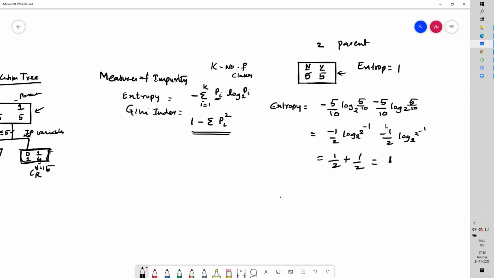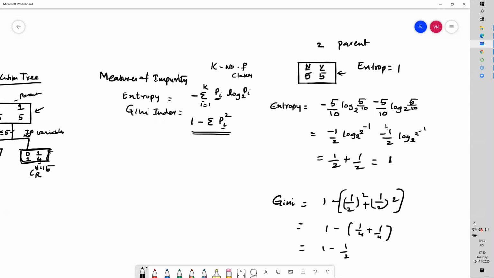And let's calculate Gini. Now Gini is equal to 1 minus, for the first, what is the probability of the ith class? 1 by 2 whole square. Then what is the probability for the second class? So that is also 1 by 2 whole square. So that is like 1 minus 1 by 4 plus 1 by 4, which is 1 minus 1 by 2, 0.5. For the parent node, Gini is 0.5.